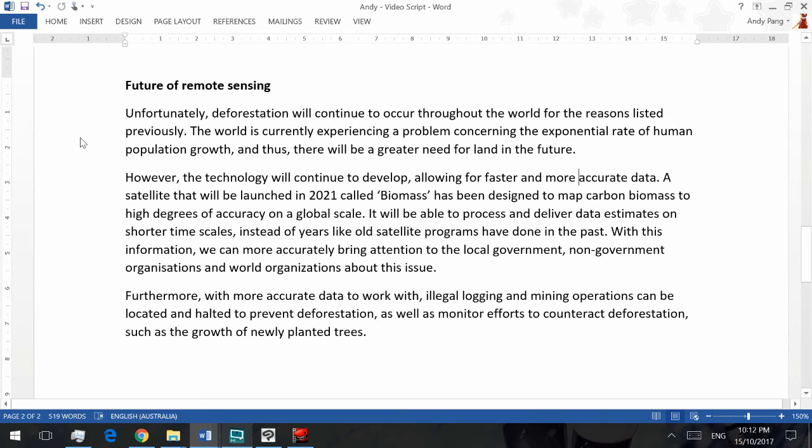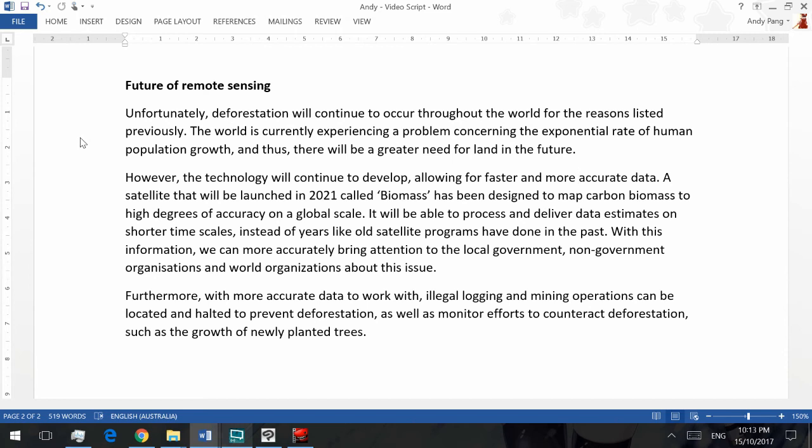Unfortunately, deforestation will continue to occur throughout the world for the reasons listed previously. The world is currently experiencing a problem concerning the exponential rate of human population growth, and thus there will be a greater need for land in the future. However, the technology will continue to develop, allowing for faster and more accurate data.